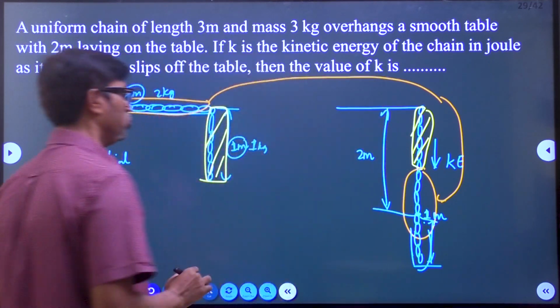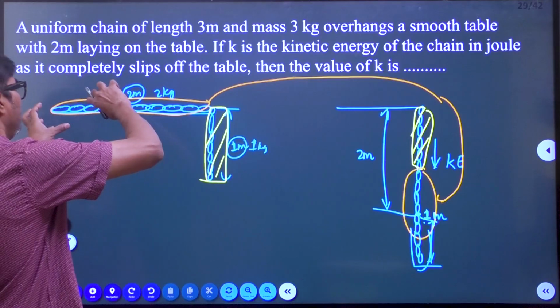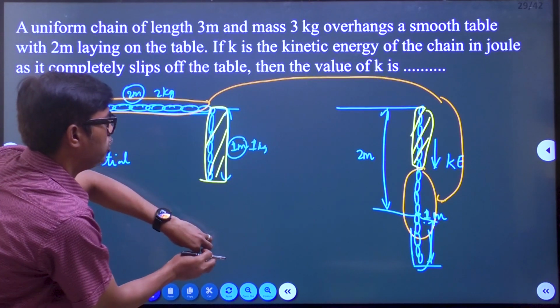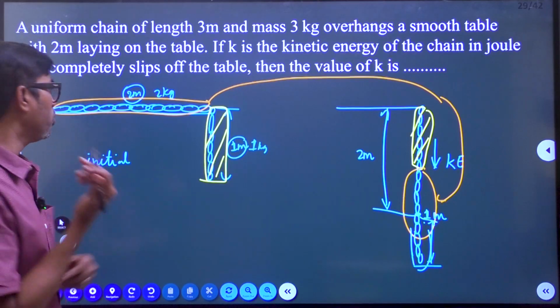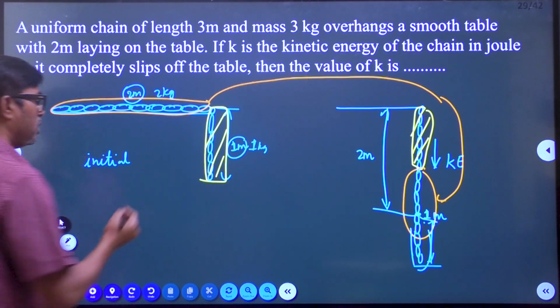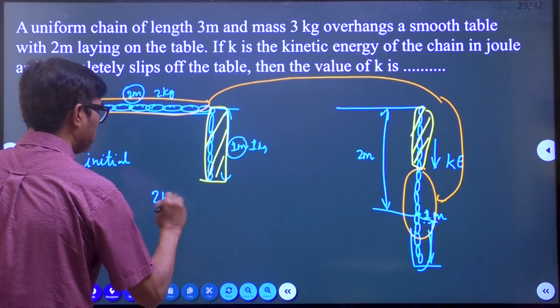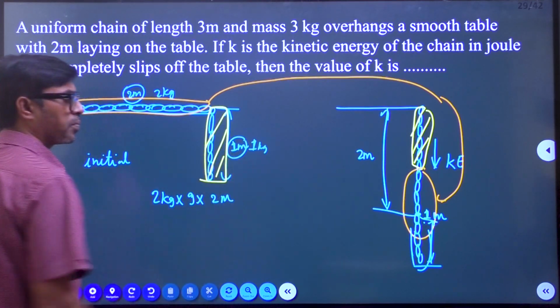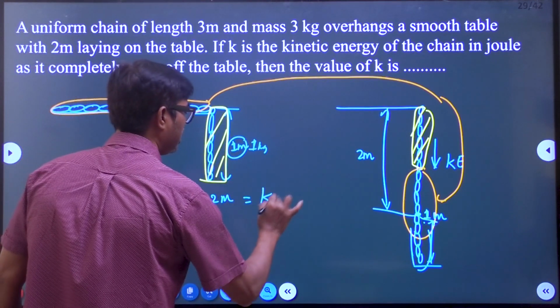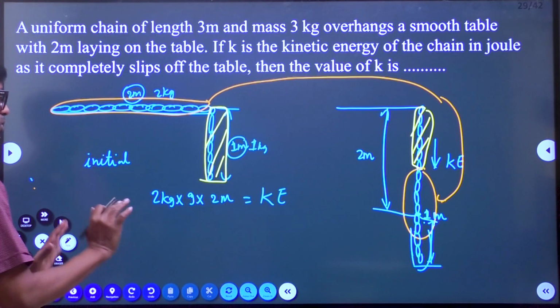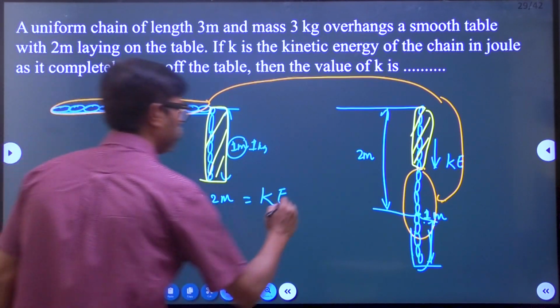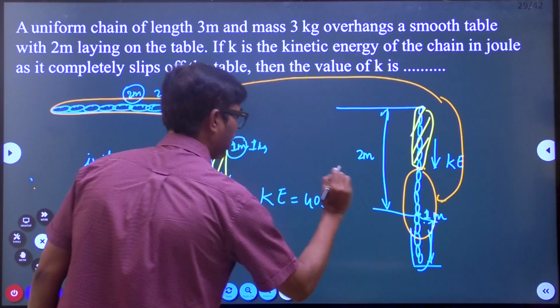So what you can assume is that this particular chain's center of mass was initially here. It has been transferred 2 meters below. So there's a loss in gravitational potential energy of the upper part. And how much is that? 2 kg into g into displacement of its center of mass. And that is going to be the gain in kinetic energy of the entire chain. You will get K equal to 40 joule. 40 joule is the energy that you will get there.